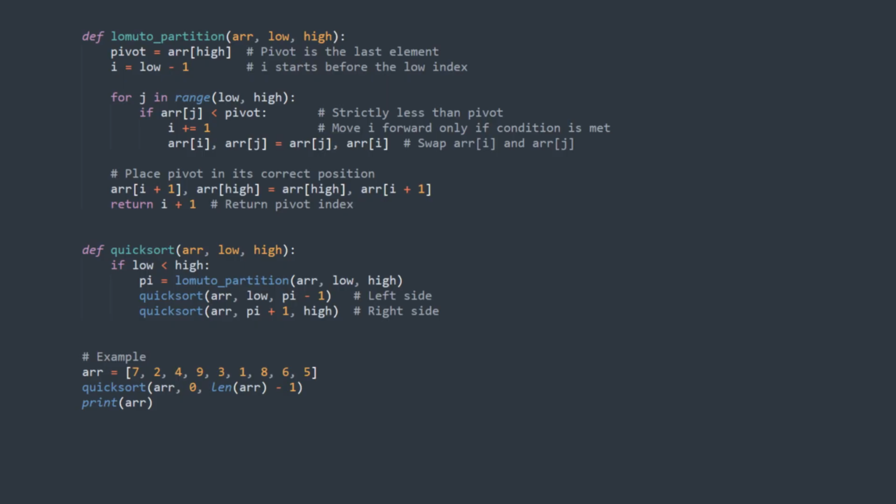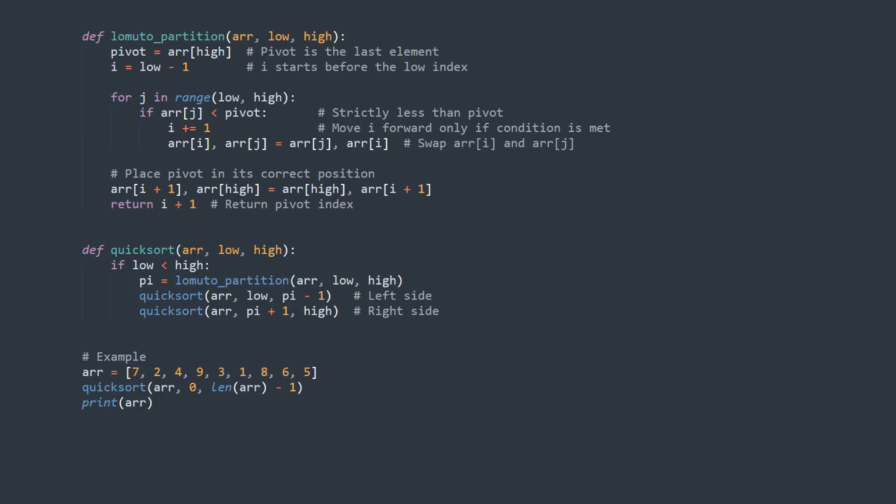Here is the Python code implementation, and as you can see, we have two functions, quicksort and Lomuto partition. Low is the starting index and high is the ending index of the subarray we are sorting. Quicksort calls Lomuto partition, which picks the last element as the pivot. i marks the boundary of the smaller elements, starting at low - 1.